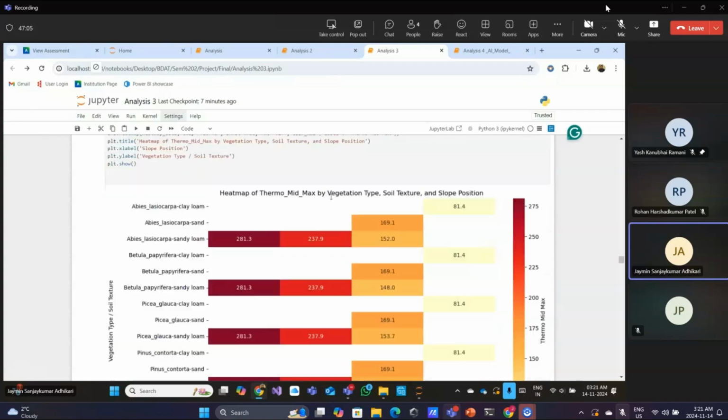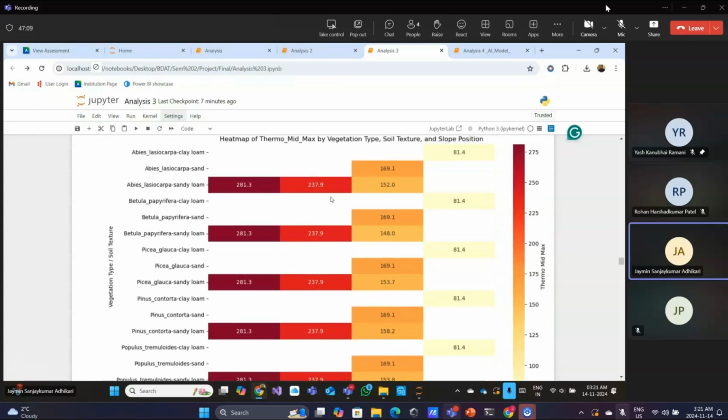Then we'll move forward with the heat map of slope position. As I have mentioned about slope position and soil texture, the lower slope with sandy soil has a higher mid-level temperature, increasing the potential for fire spread. Looking at heat distribution across slope positions, mid-level temperatures are generally higher on level slope positions, suggesting increased fire risk due to heat retention. For soil texture, sandy loam soil has consistently higher mid-level temperature, while clay loam and sand soils have lower temperature due to better moisture retention. The slope position also matters: the upper slope has greater exposure to wind and lower temperature, while the lower slope accumulates more heat, potentially increasing flammability.